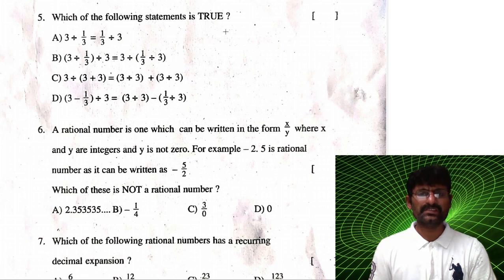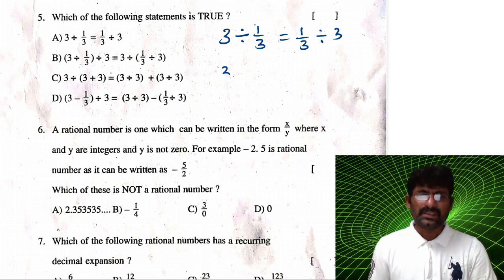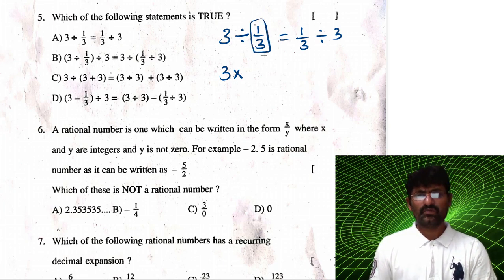3 divided by 1 by 3, divided by 3, equal to 1 by 3 divided by 3. Now in the place of divided by, if you write times, then we need to take the reciprocal of 1 by 3. So what is the reciprocal of 1 by 3? That is 3. Now is this equal to the right hand side value?